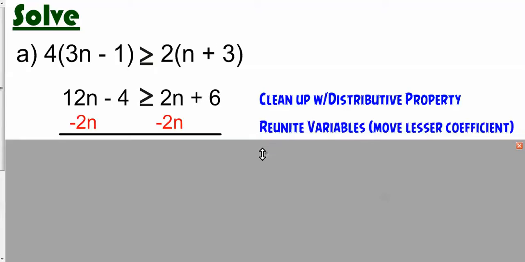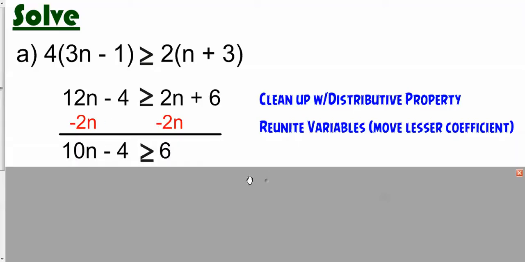It's cleaned up. Now I'm ready to reunite the variables, and we're going to move the lesser coefficient, which is 2n. I'm going to move 2n by subtracting 2n. That's the inverse of it. And once I do that, I have 10n minus 4 is greater than or equal to positive 6. This canceled right here, so 6 comes down. 12n minus 2n is 10n.